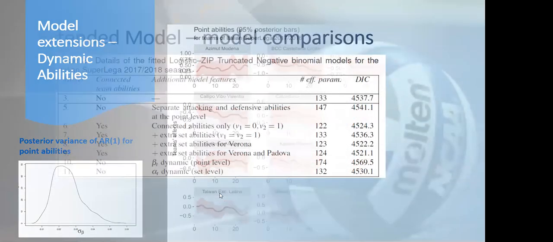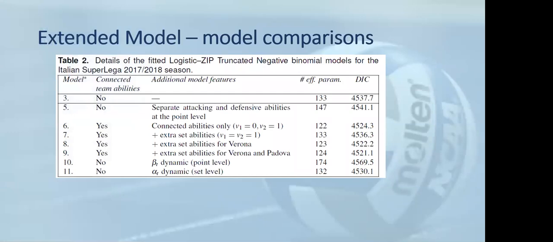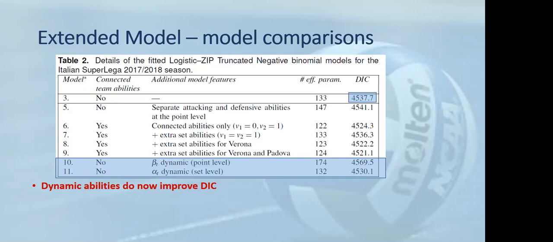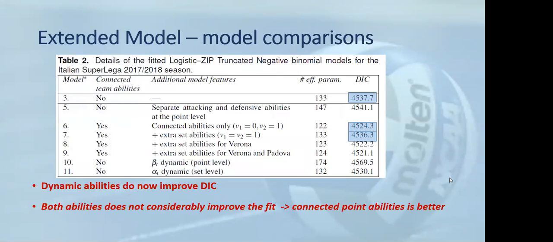And this is confirmed here by this table where we compare multiple models. So the first comment is that either the dynamic abilities in points or the dynamic abilities on sets do not improve the DIC too much. Actually, here we have a small improvement, but if you compare it with the rest of the models that I'm going to discuss, this improvement is not critical. The second is that if we put both abilities in the model, then we have a model which is slightly better. But if we put a model with connected abilities, which means both abilities going to the point and the set level, then the model is improved in terms of DIC.